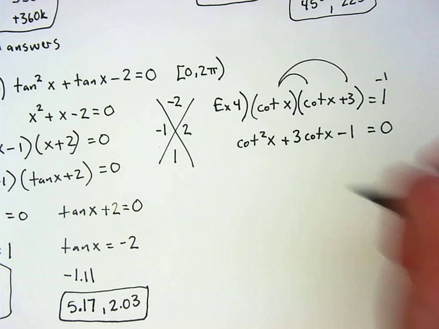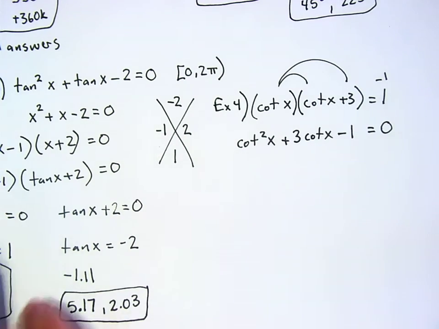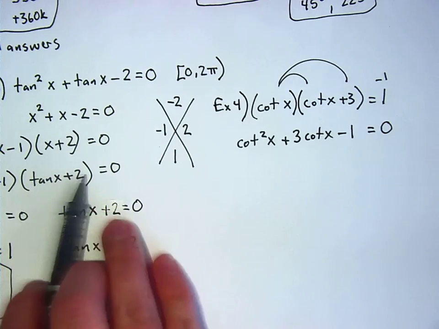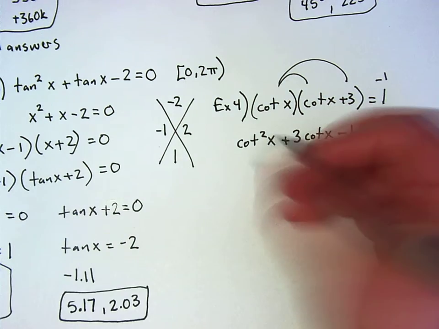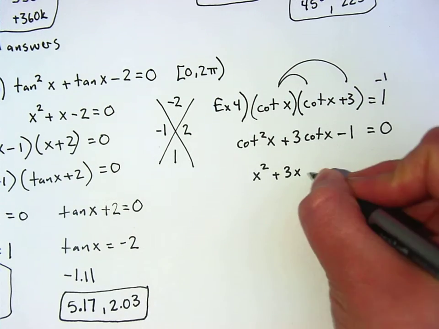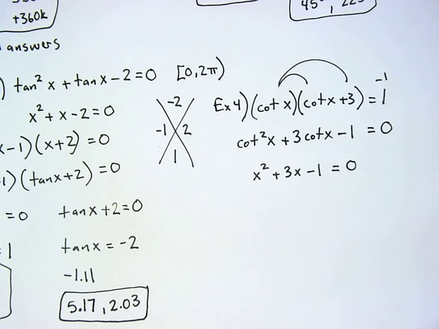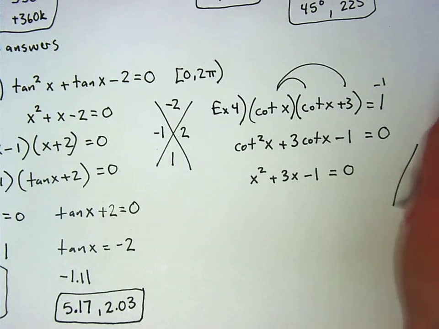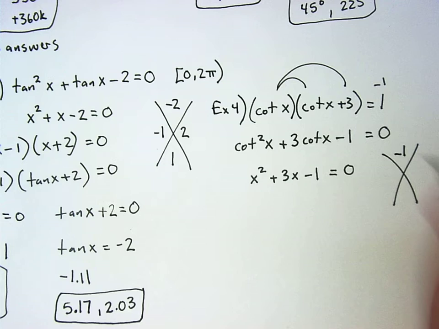Right, or factor it. So did it help you guys when I started writing it out as just x's instead for a second? So let's try that. Okay, we got x squared plus 3x minus 1 equals 0. We're looking for something that multiplies to get negative 1 but adds to get 3. I can't think of anything.